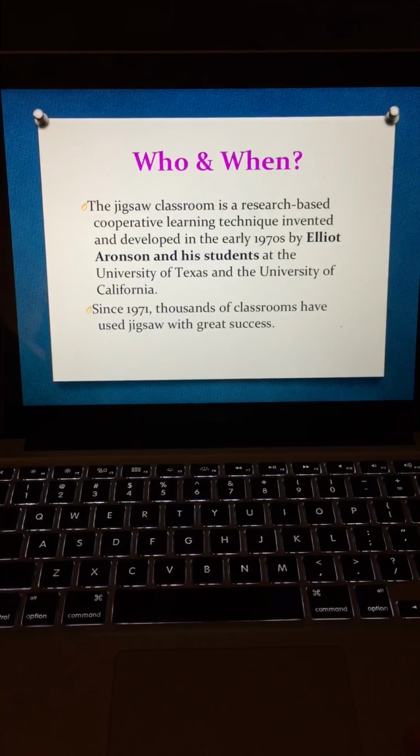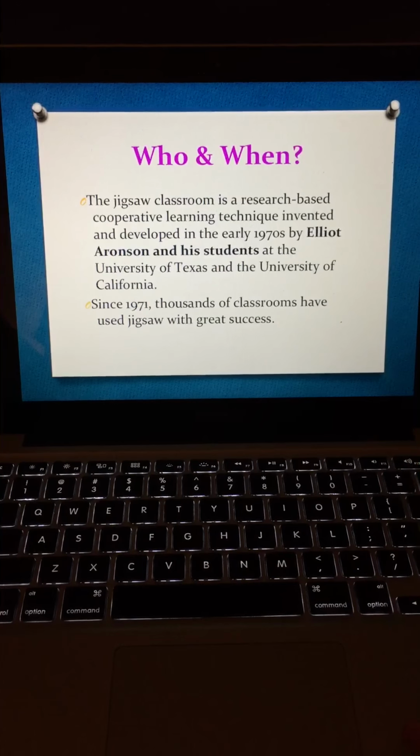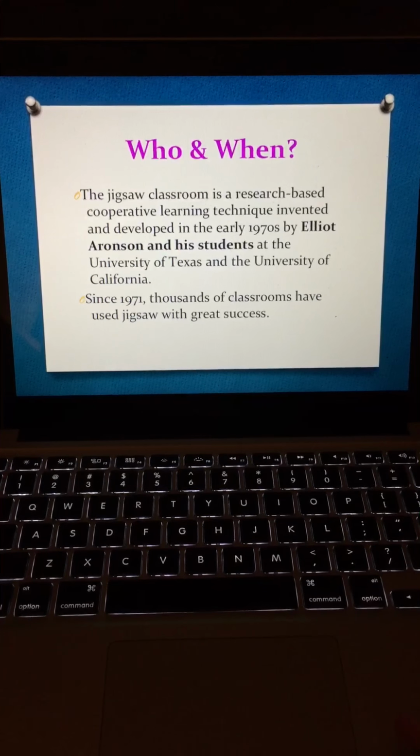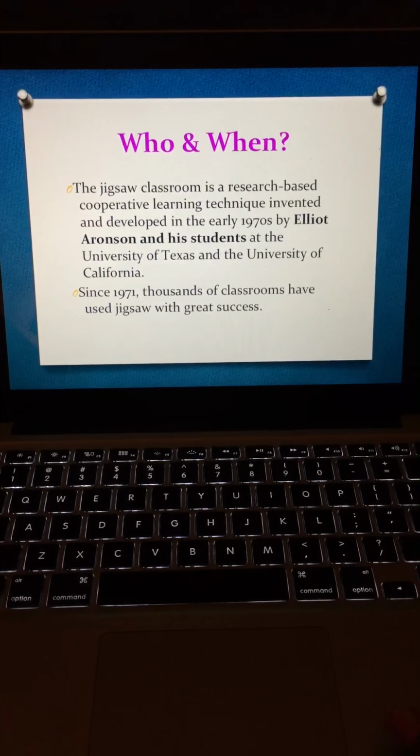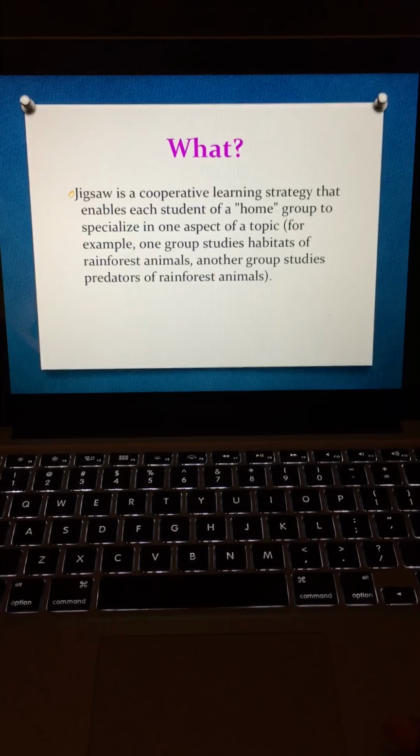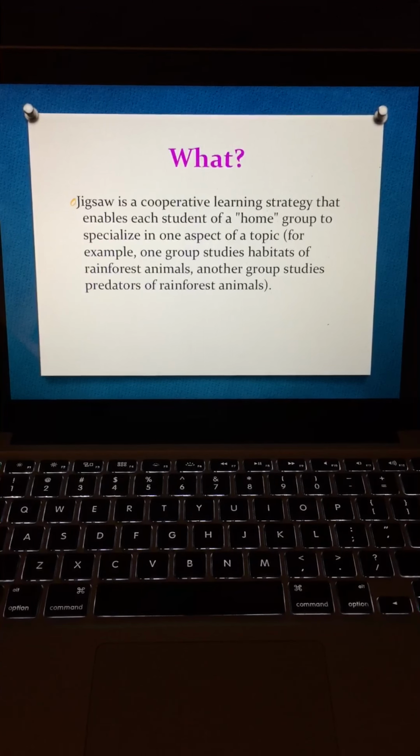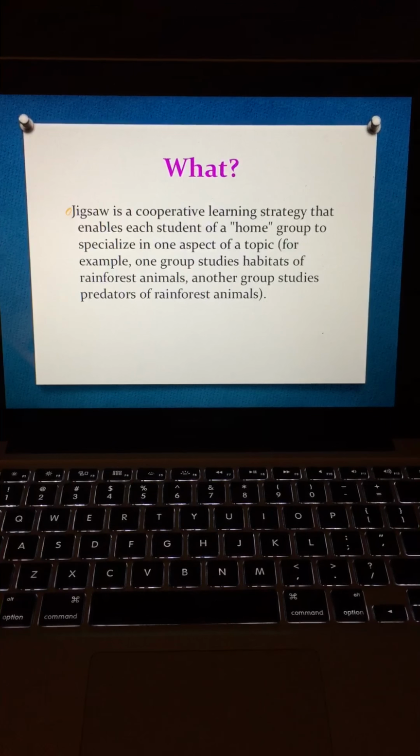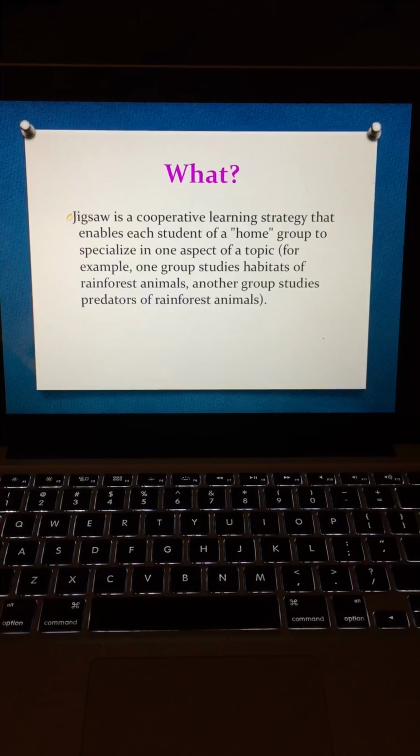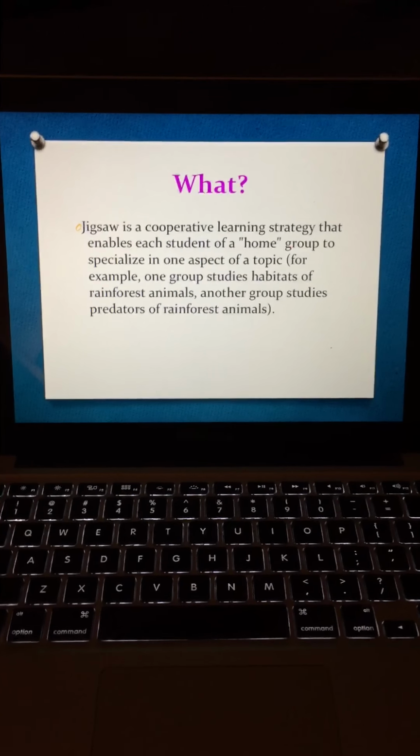Who and when? The Jigsaw classroom is a research-based cooperative learning technique which was invented and developed in the early 1970s by Elliot Aronson and his students at the University of Texas and the University of California. What is the Jigsaw technique? It is a cooperative learning strategy that enables each student of a home group to specialize in one aspect of a topic.